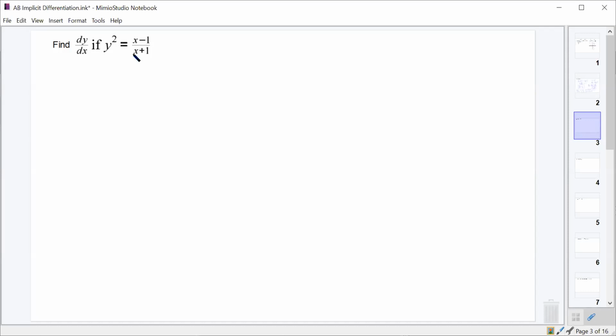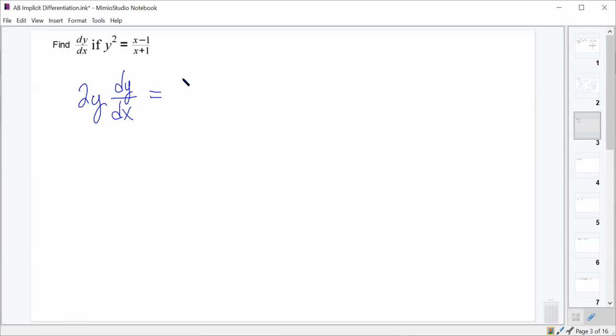Remember, we're taking the derivative of that left-hand side with respect to what variable? X. Right, with respect to x. So when we take the derivative of y squared with respect to x, we should get 2y times dy/dx. Good? Yes. Okay.